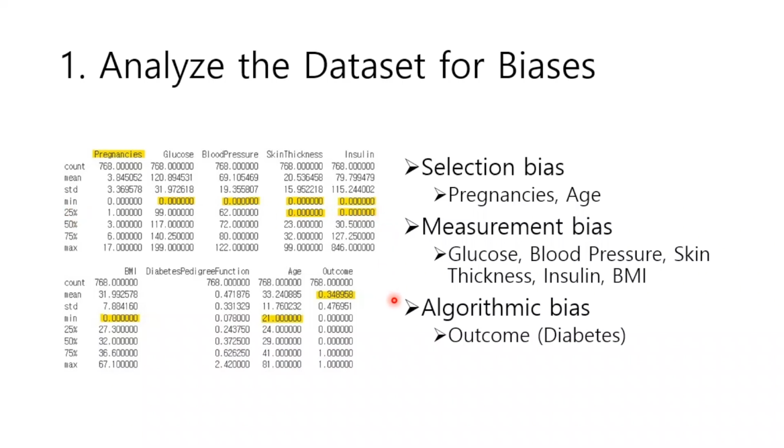The last bias to address is algorithmic bias, because the target variable outcome is binary, either 0 or 1, and yet the mean is around 0.35, which means the ratio of one class to the other class is almost 2 to 1. Such a significant imbalance can affect the predictions of an algorithm to systematically favor a certain group over the other.